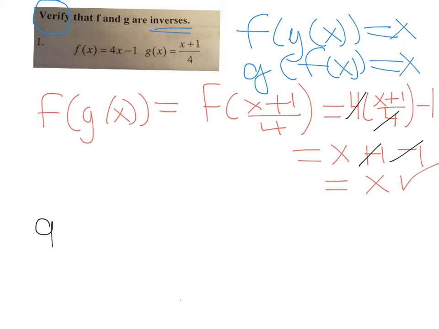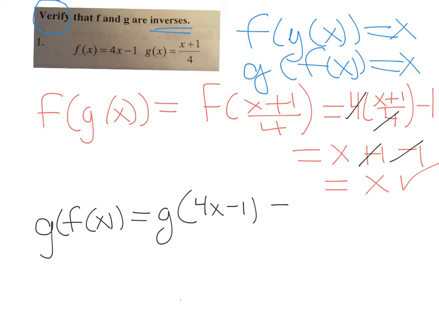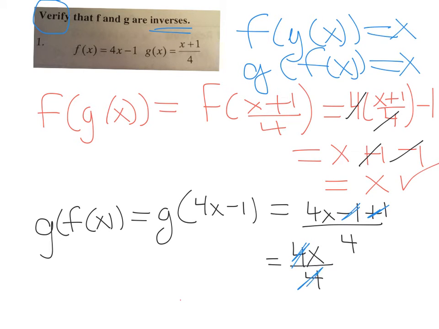Okay, now we're going to do g of f of x, which needs to be g of 4x minus 1, which means I'm going to have 4x minus 1 plus 1 all over 4. Now if you look at this, the minus 1 and plus 1 undo each other, leaving you with just 4x over 4. And when you multiply by 4 and then divide by 4, those undo each other, leaving you with just x. And now, congratulations, you have verified it. So now pause this video and go back and try number 2.